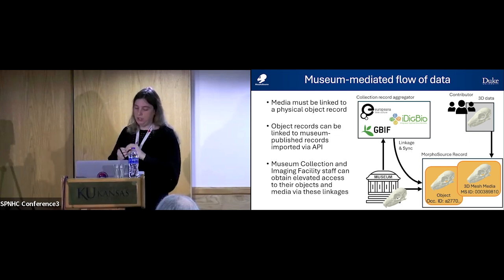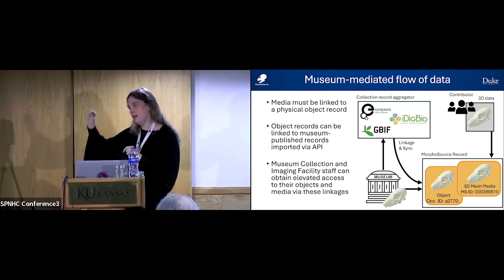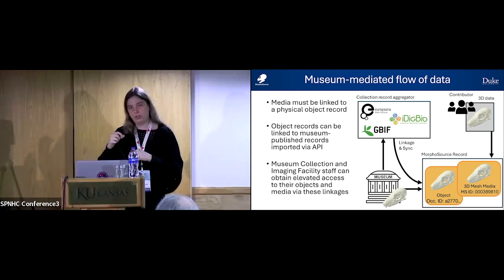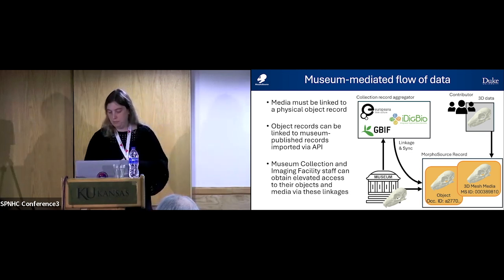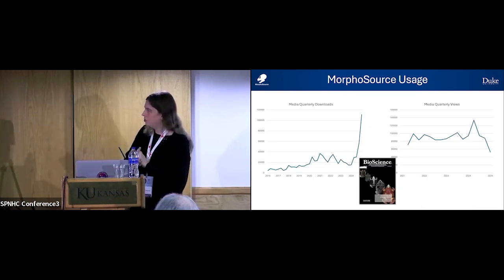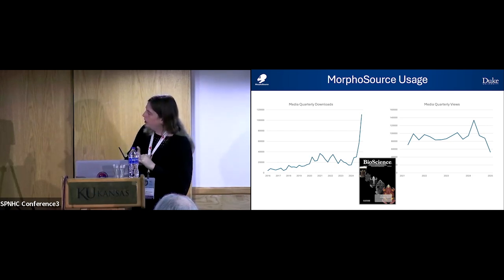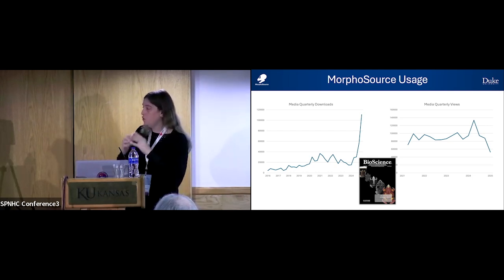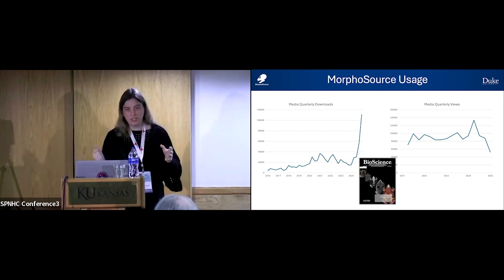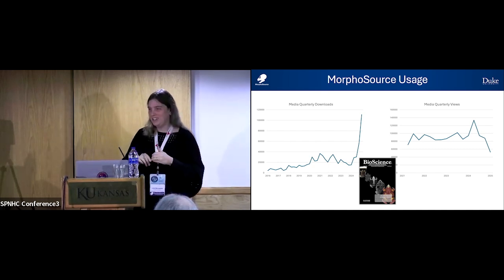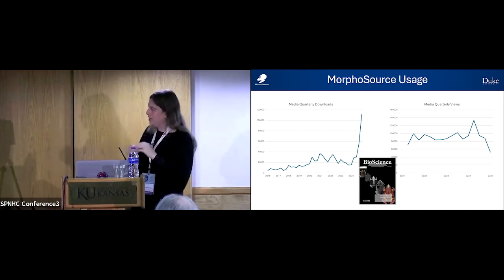And museum collection and imaging facility staff can obtain elevated access to their objects and track the impact of how the collection's things are being used, even if it's third-party researchers that are uploading those materials for their research projects. Morphosource is actively used. This is just a graph of our downloads and our views quarter by quarter, which got a big lift in some of these. You may have heard about the OVERT project, in which many different museums, including KU, participated to scan a huge quantity of vertebrate diversity.